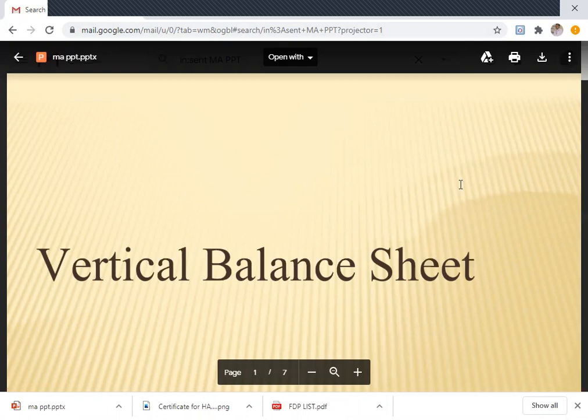Myself, Professor Hasitkumar Nagaria from the SIA College of Higher Education, Dombivli East. My today's topic is vertical balance sheet, which I have selected from Semester 3 of SYBCom.